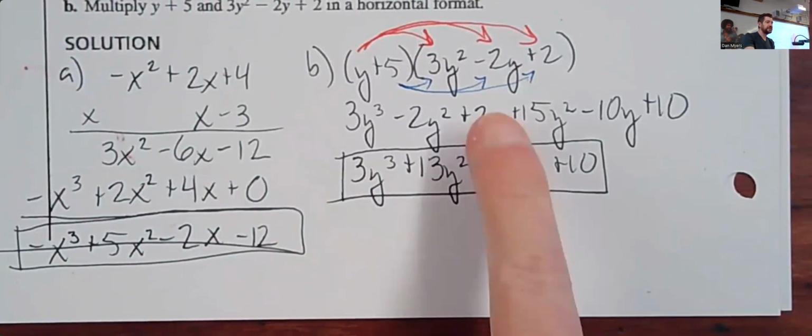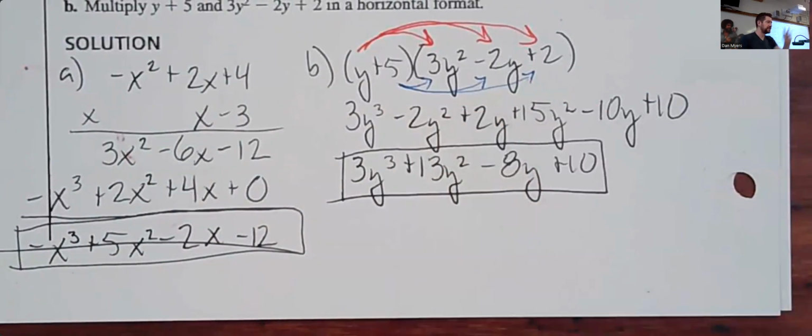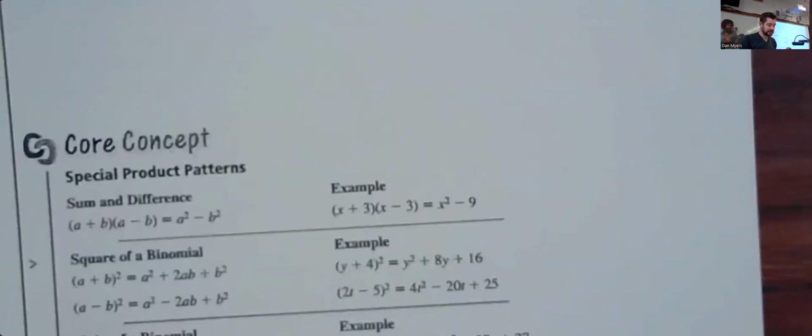Does this process feel familiar? Binomial times trinomial, distribute all three, add like terms. Any questions before we move on? I know I'm moving quick, but hoping that you either remember it or now that you're seeing it, you're like, okay, I remember doing that. Any questions? Okay. Flip it over.